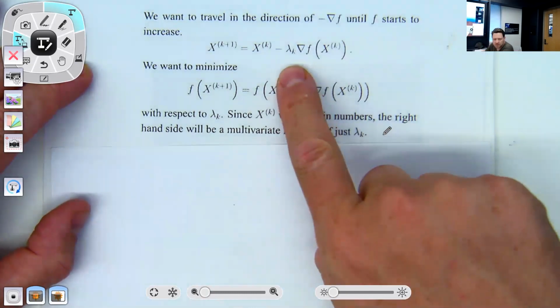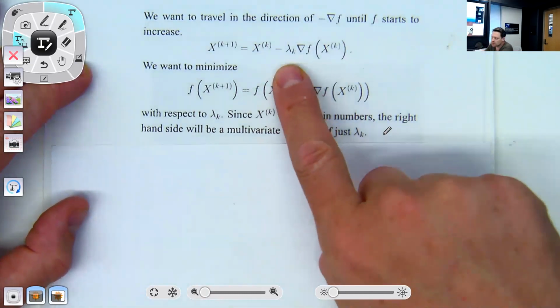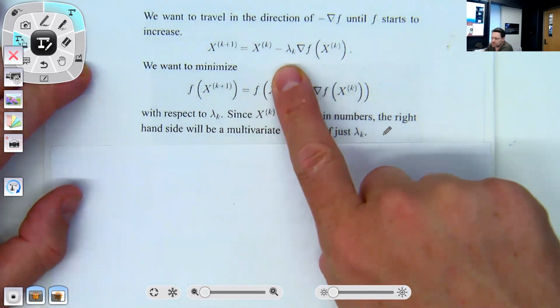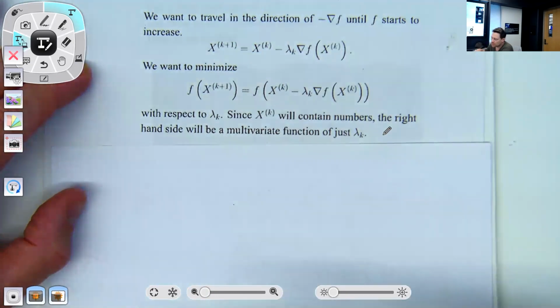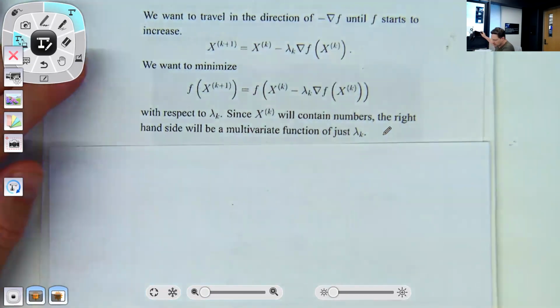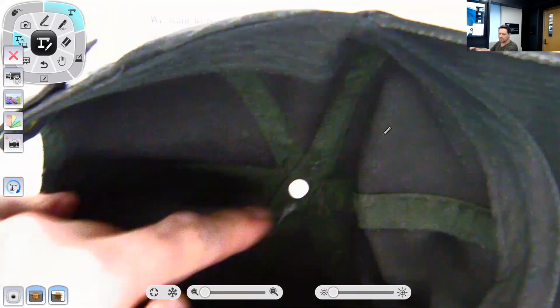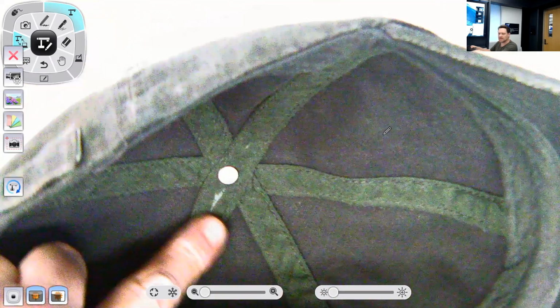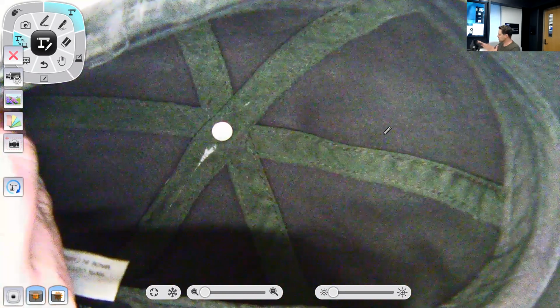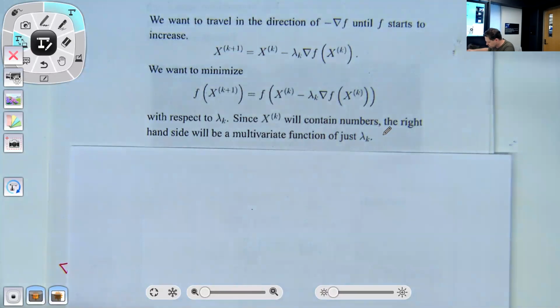But this lambda subscript k is something that has to be worked out in order to stop when you're not going downhill anymore. So what I want to do, I guess I got my hat here. If I take my hat, well, you all know what a hat looks like, but the inside of it has this bowl-like shape. So if I follow one of these, I go down, but at a certain point I'm not going downhill anymore. I start to go back up. So that's my analogy for what's going on.